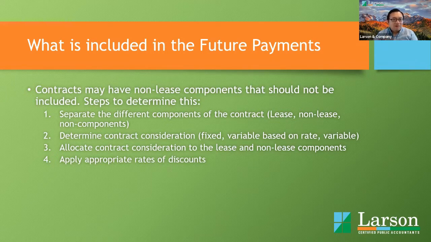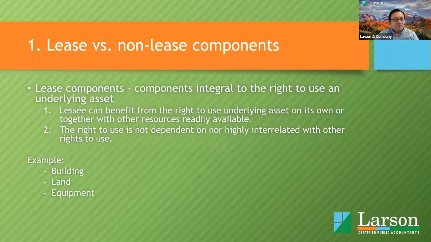The steps are to separate the three components in the contract, then determine the contract consideration, and then allocate the contract consideration to lease and non-lease components, and then apply the appropriate discount rates to determine the present value of the future payments. So first is the lease versus non-lease component.